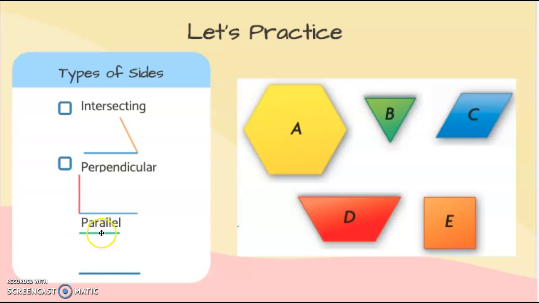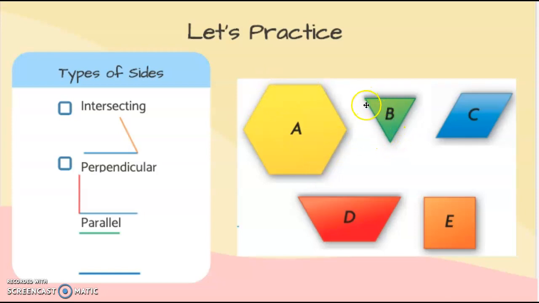Last one, parallel. Let's see if we can find any opposite sides that do not meet. Let's look at A. You have this side, and if I go across A, oh look, I have a side that's also parallel. So this side is parallel to this side. That means letter A has both intersecting sides and parallel sides. Intersecting, parallel.